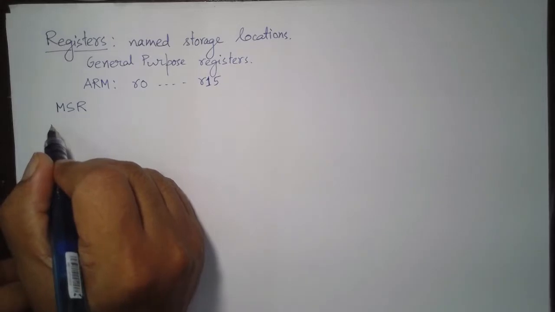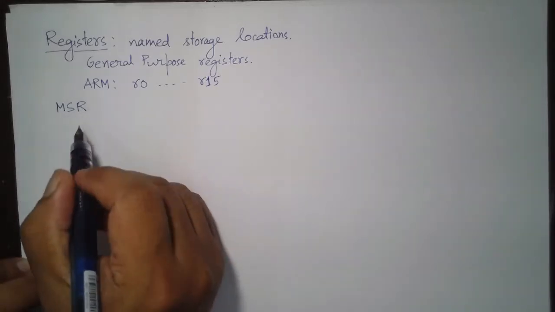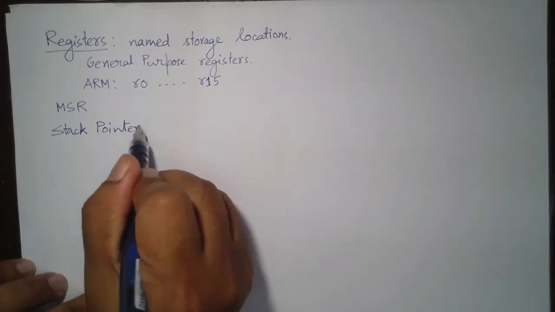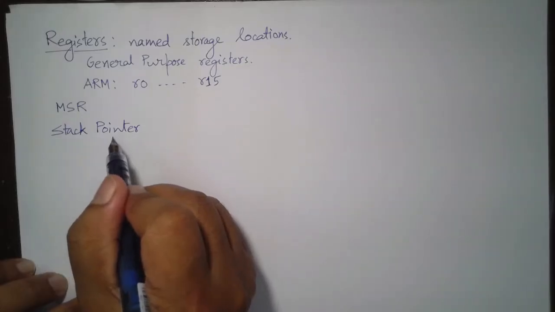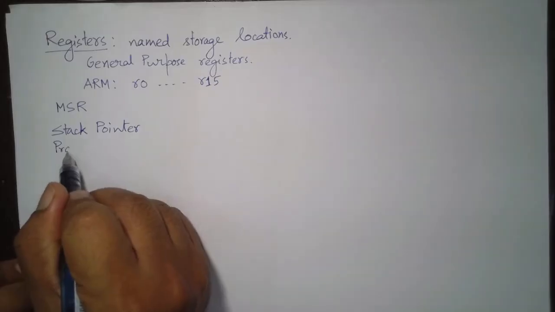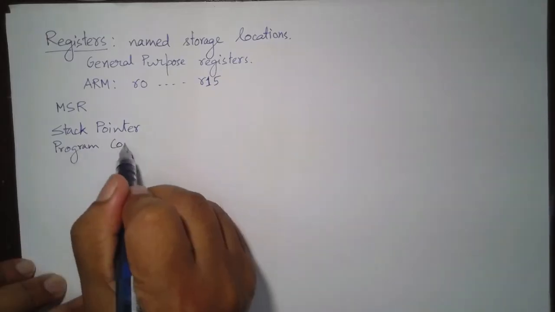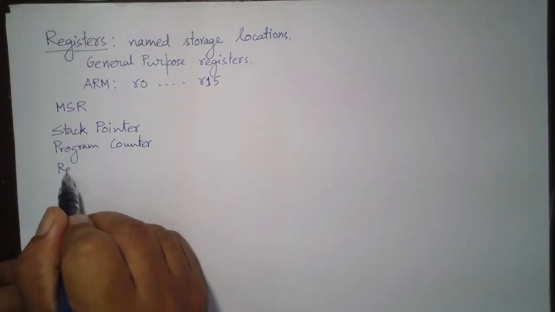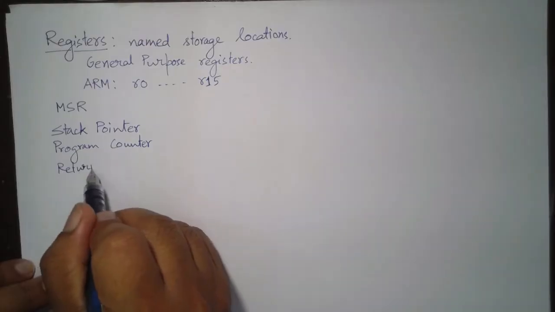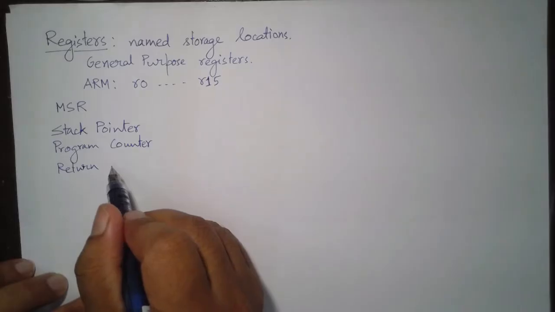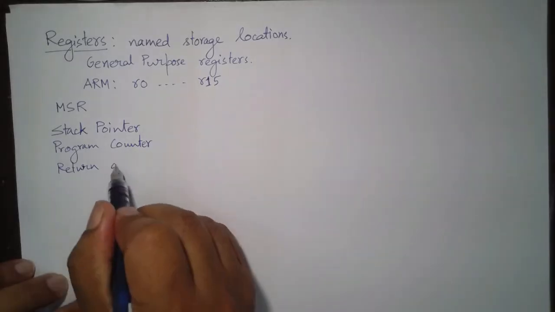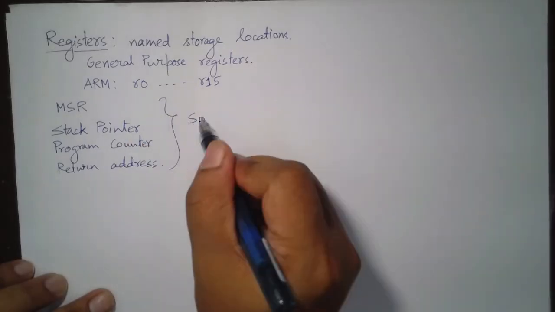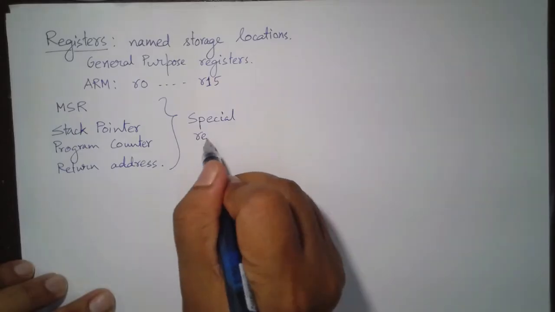And then there are some registers which have very specific functions. For example, the stack pointer. The stack pointer is a very specific register which has the function of pointing to the top of the stack. Then we have already seen the program counter. Program counter is another such example. Then the return address register is also very commonly seen. This return address register is where you store the return address when you go for serving a subroutine. All right. So these are registers with special functions, basically we can call them special registers.